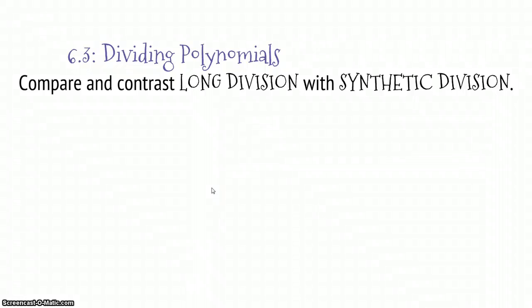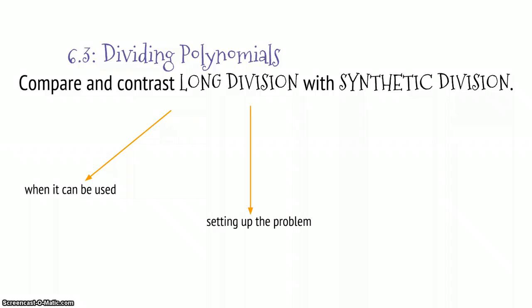We have two ways to divide, long division and synthetic division. I want you to be thinking about what are the similarities and what are the differences between long division and synthetic division. When can they both be used? What's the same, what's different about that? How do we set up the problem? What's the same, what's different? And what are the steps in the process? What's the same, what's different? Because actually there's some great similarities there that we can look at.